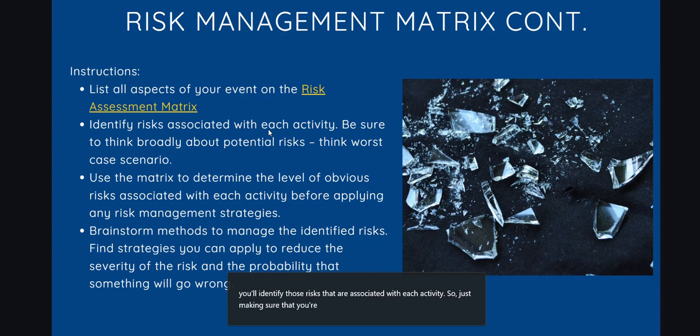So just making sure that you're as broad as possible when it comes to those risks, and then also just thinking of what the worst case scenario is, what could happen, what has possibly happened, and just factoring those things in. You want to use the matrix to determine the level of obvious risk associated with each activity before applying any risk management strategies. And then just brainstorming on some of those methods to manage the identified risk. And then you want to find strategies that can be applied to reduce the severity of the risk and the probability that something could go wrong.